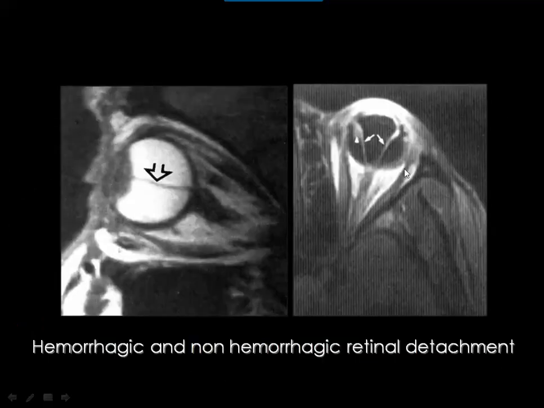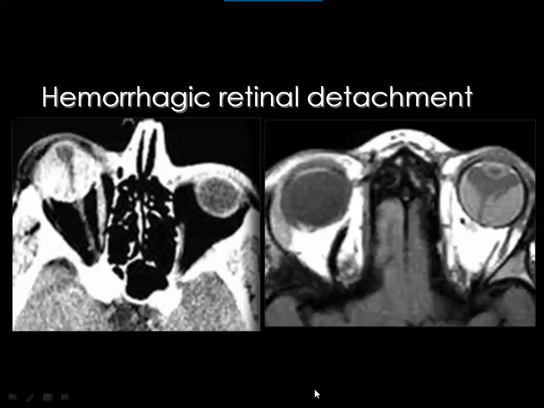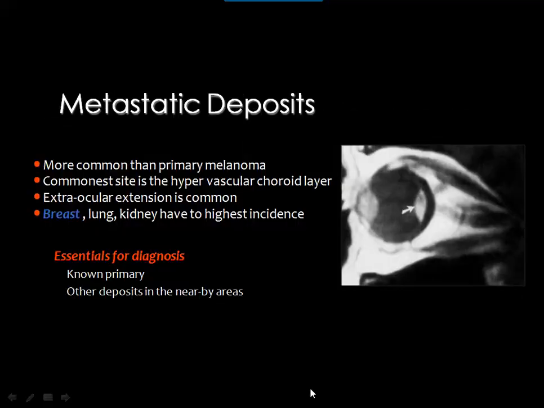And if you see lines going through the globe, you know that these are detached retina, which may be associated with hemorrhage like this, or may not be associated with hemorrhage like this one. Then this is hemorrhagic retinal detachment. You see the line, and you see hyperdense vitreous due to hemorrhage. And this is an MRI of a different patient showing hemorrhage and the line of retinal detachment.